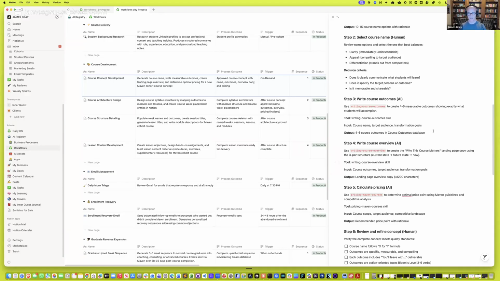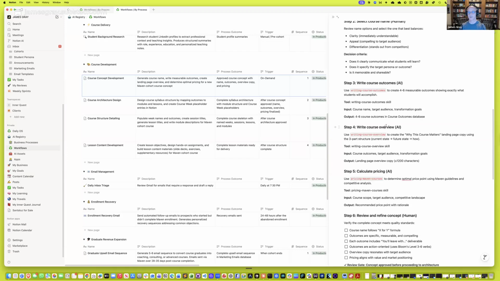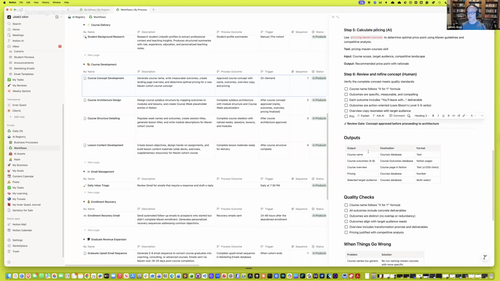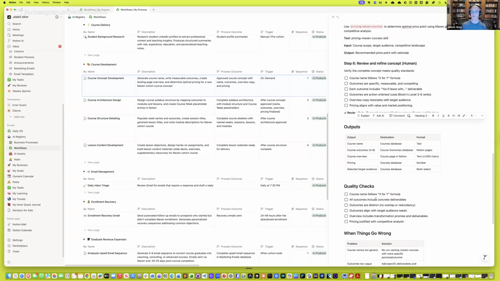And in my case, designing a new course, I've got to write course outcomes. I need to write the course overview. I need to think about the price, right? And so I need to go through all these things to at least go to the next step, which is actually designing a syllabus, right? So hopefully that gives you an idea of where I start.